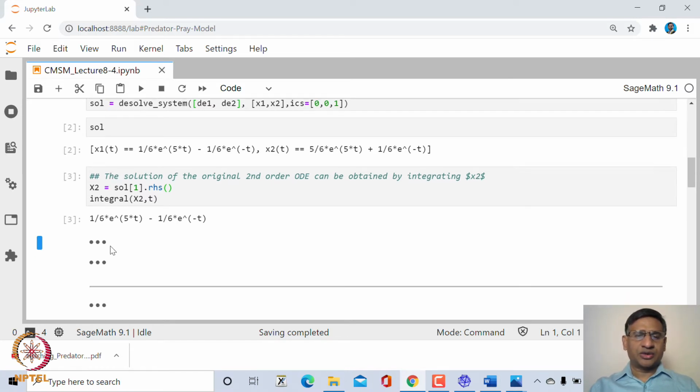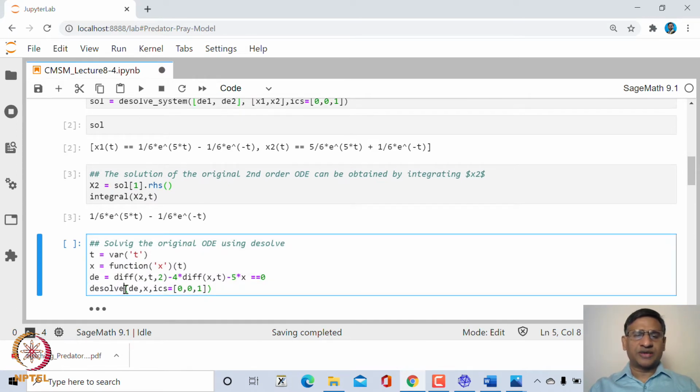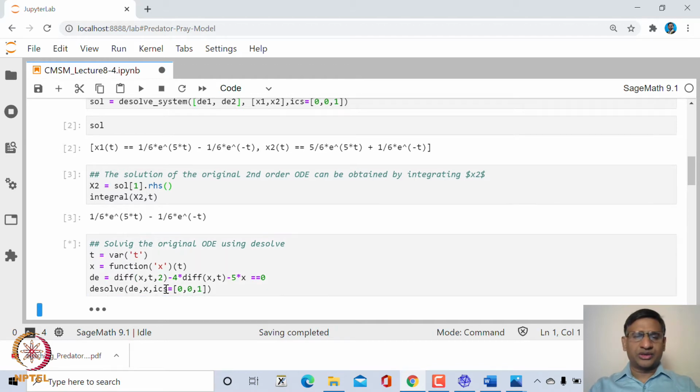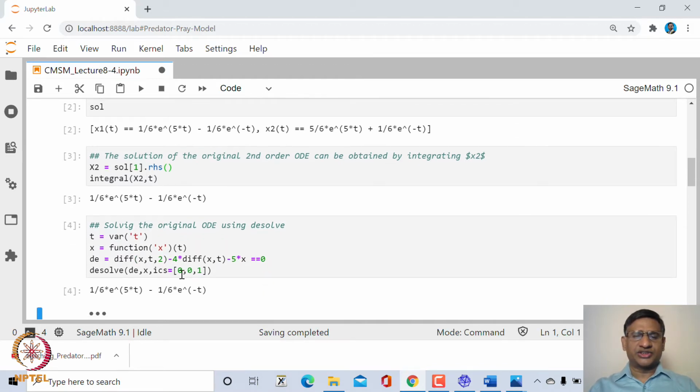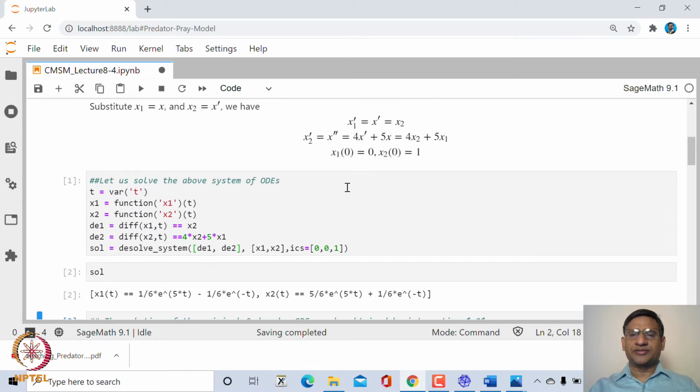Now, the same differential equation, suppose we try to solve using the inbuilt function desolve. This time we are solving the second order initial value problem. So, again declare t as a variable and x as a function of t, declare the differential equation, that is second derivative of x minus 4 times first derivative of x minus 5x is equal to 0, and when we solve this with initial conditions x(0) is equal to 0, x dash 0 is equal to 1, this is what we get. This is the same as what we obtained by solving the system of first order linear differential equations, right.